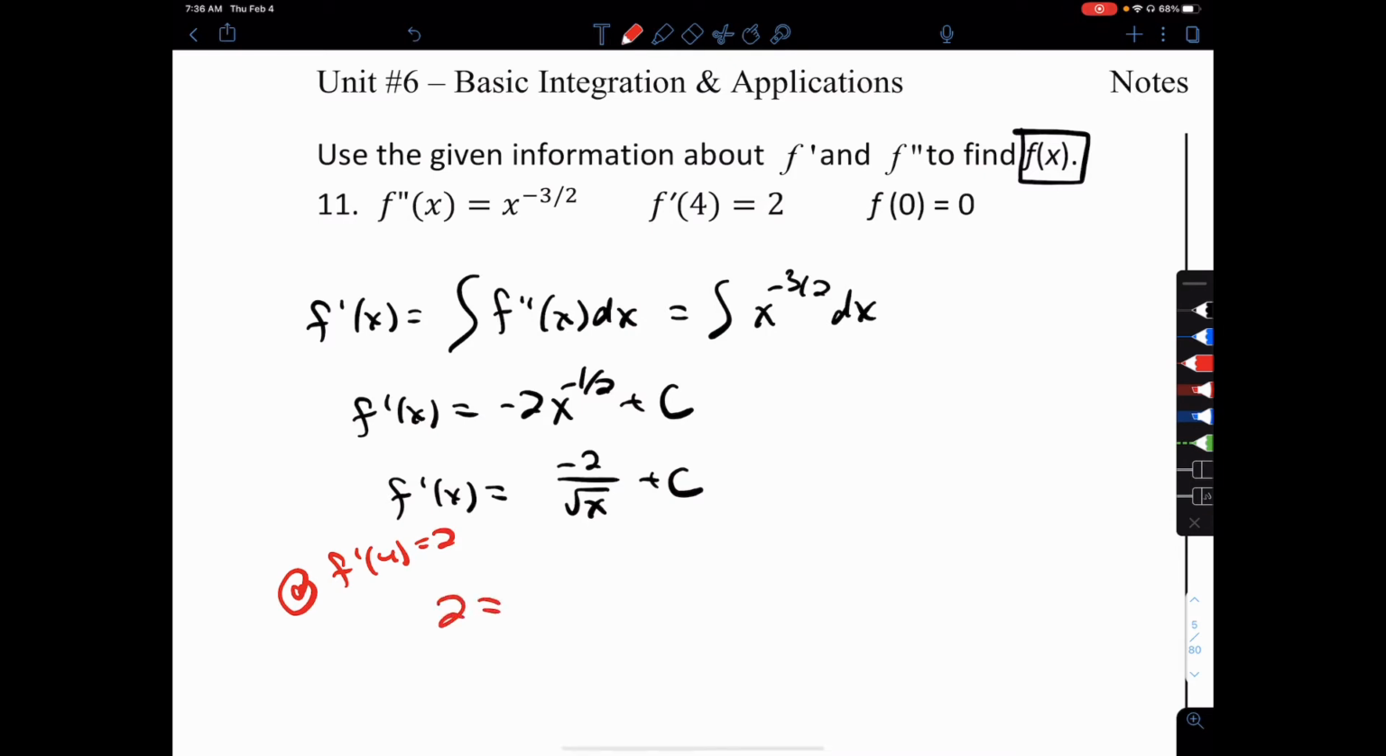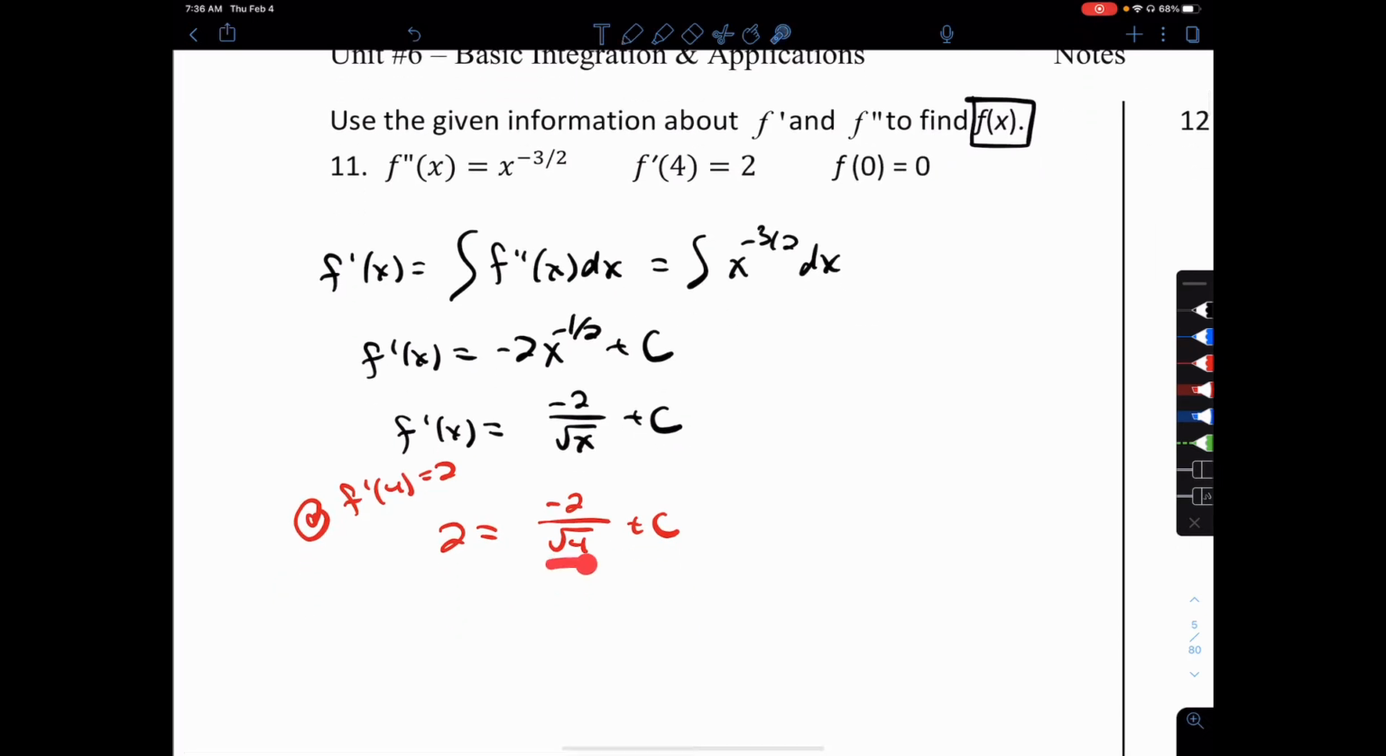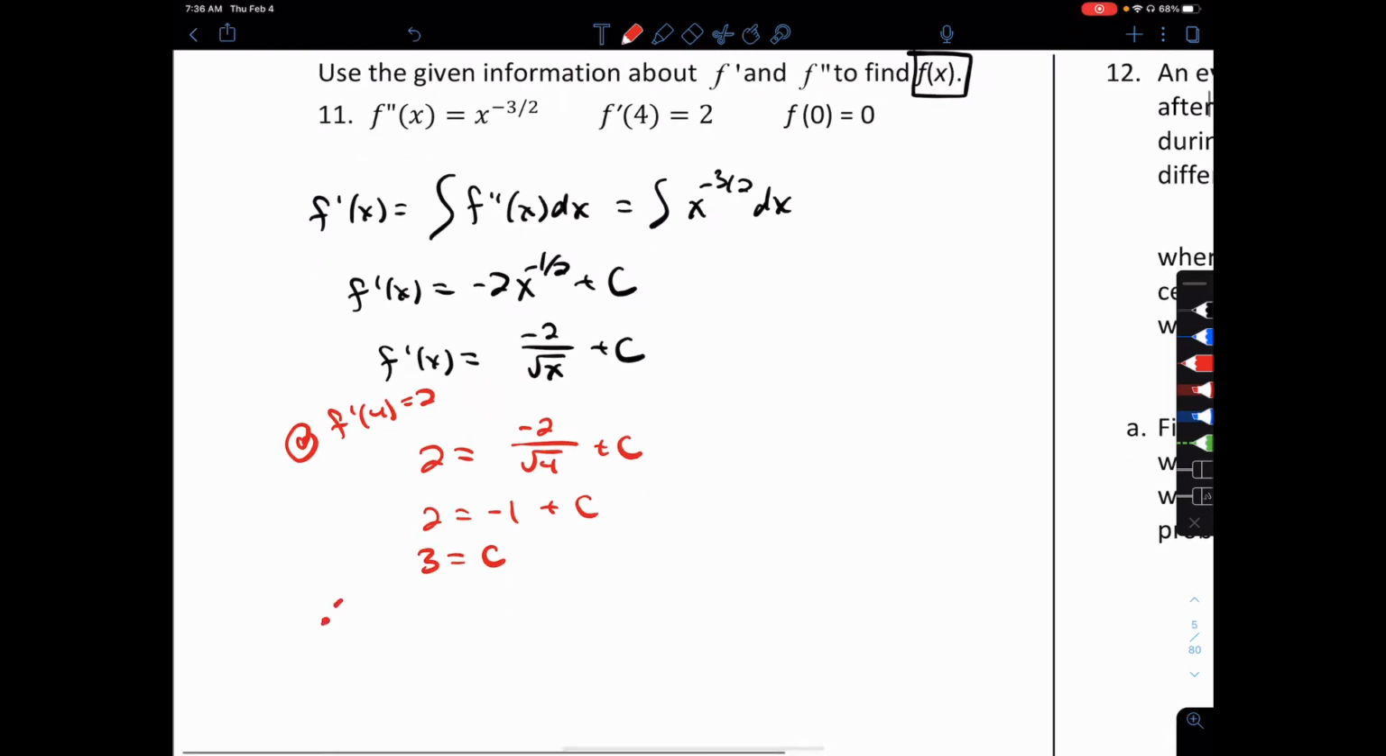I'm going to get 2 equals negative 2 over the square root of 4 plus c. Square root of 4 is 2. Negative 2 over 2 is negative 1. I'm going to get that c is 3. So my conclusion for this is that f prime is negative 2 over the square root of x plus 3.